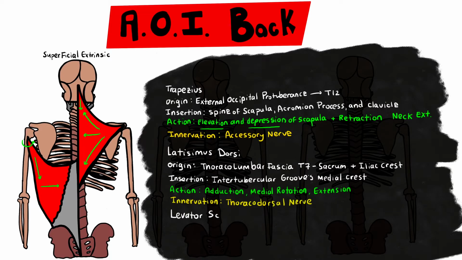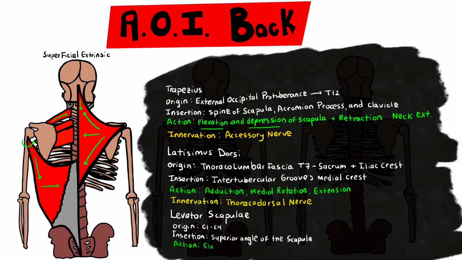Finally, we have two groups of muscles, the levator scapulae and the rhomboids. These muscles will have pretty similar origin and insertion and innervation. The levator scapulae is going to originate from C1 to C4 and will insert on the superior angle of the scapula, having the action of elevation of the scapula, as well as some lateral flexion of the neck and scapular retraction. The rhomboids are broken into two groups, a major and a minor.